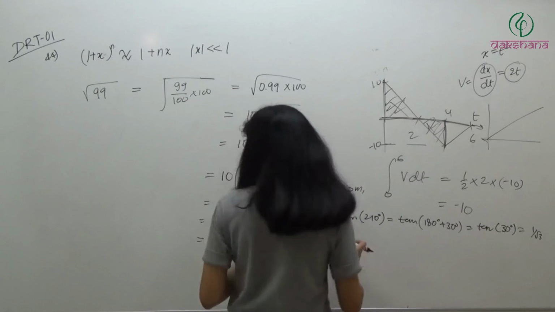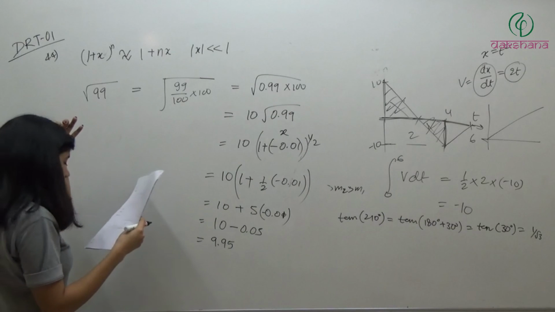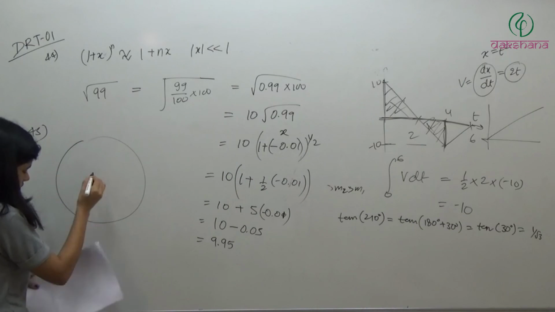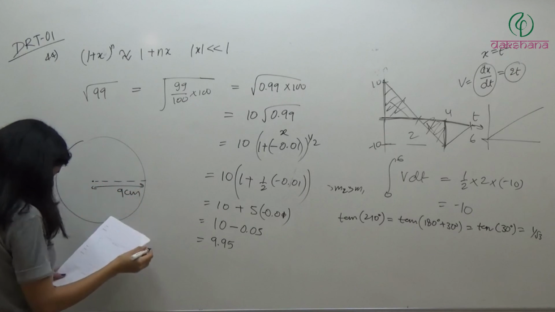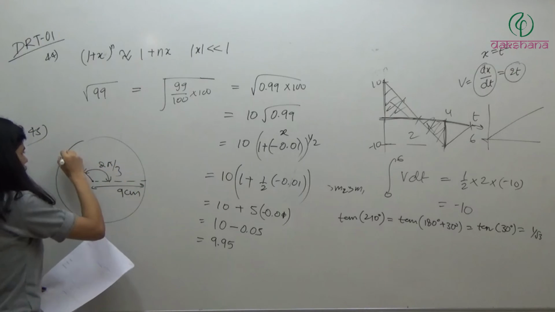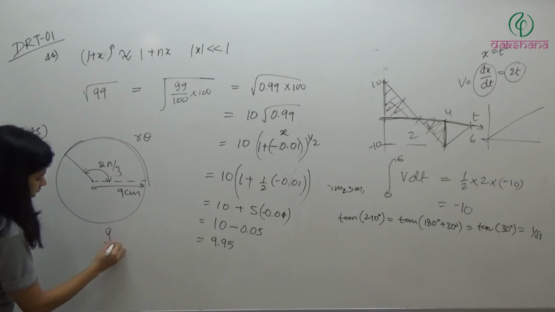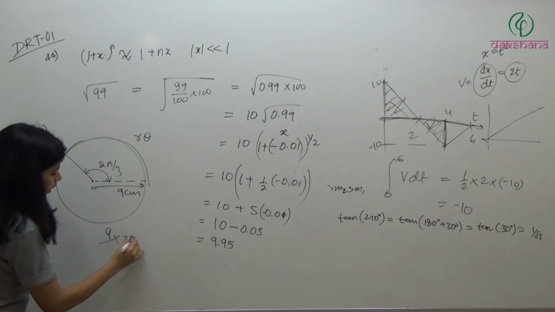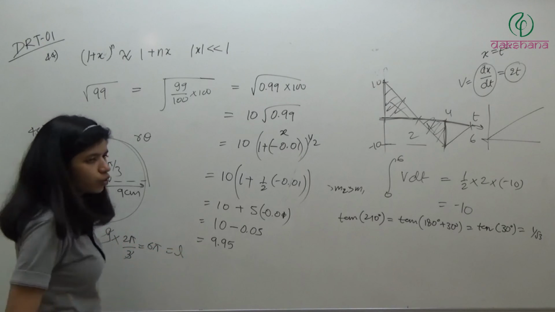Next is question number 45, the last question, which is again very easy. In the shown diagram, arc length in centimeter will be. So this is 9 centimeter. This angle is 2 pi by 3. So what is arc length? Arc length is r theta. R is 9 centimeter and it is asked in centimeter. So 9 centimeter into theta is 2 pi by 3. So it will be 6 pi. Arc length is equal to 6 pi.